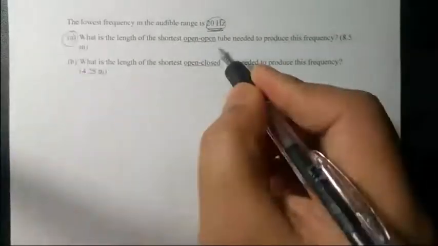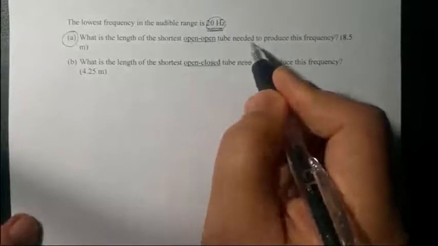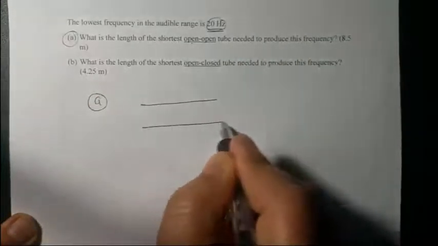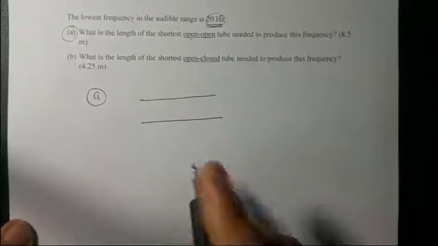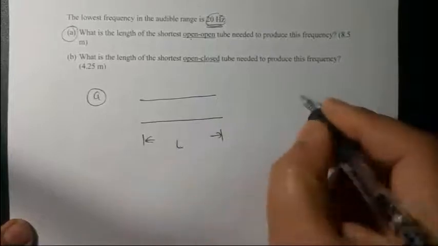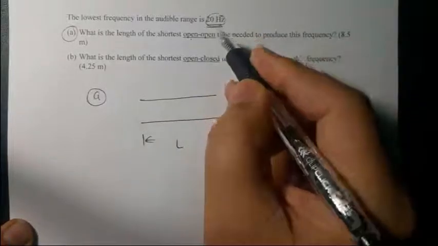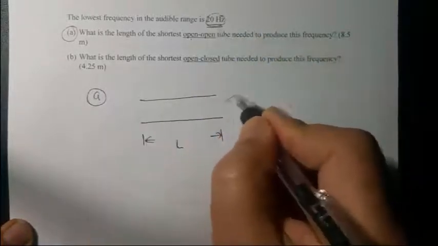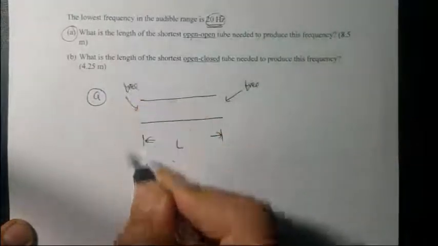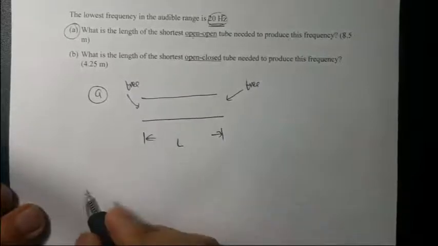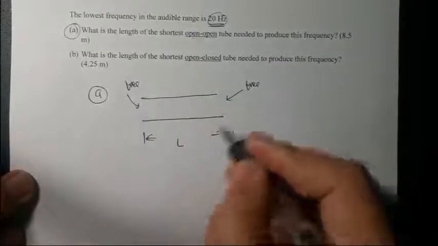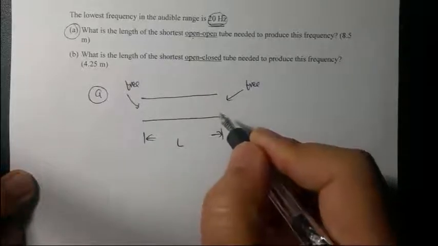The first part is for an open-end tube. Open means both ends are open, like this. So what's the length of the pipe you need so that you produce 20 hertz as the fundamental? Open is free, right? Free means antinode, remember, because air particles can vibrate freely. Free means antinode, fixed means node position.